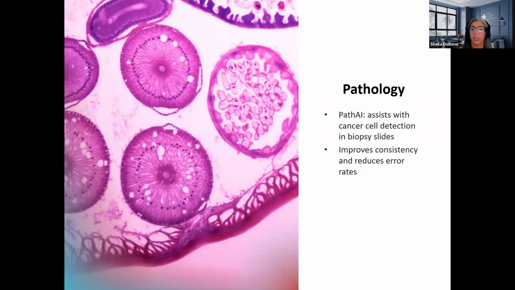In terms of pathology, we have assisted AI devices that can help identify cancer cell detection on biopsy slides. And this does help improve our consistency and reduce our error rates and our missed rates for diagnosis of cancer, because certainly there are plenty of cases out there in which somebody has had a misdiagnosis or their cancer has completely been missed along the way. And then by the time it's caught, they're far behind the power curve in terms of a treatment plan.